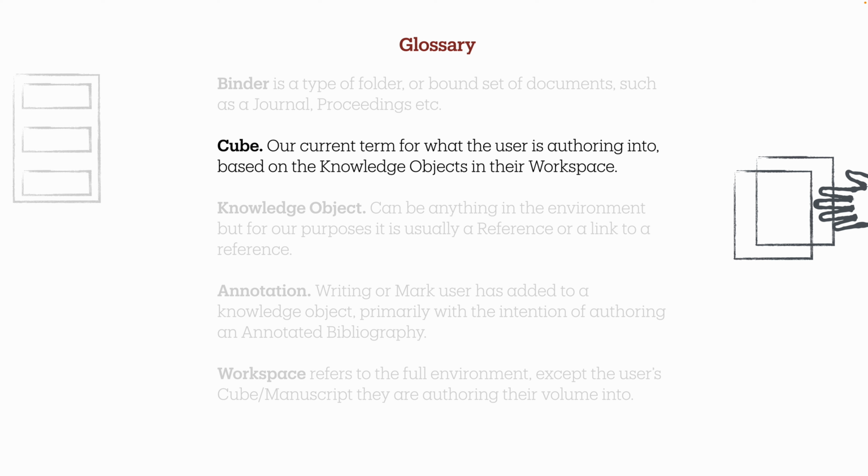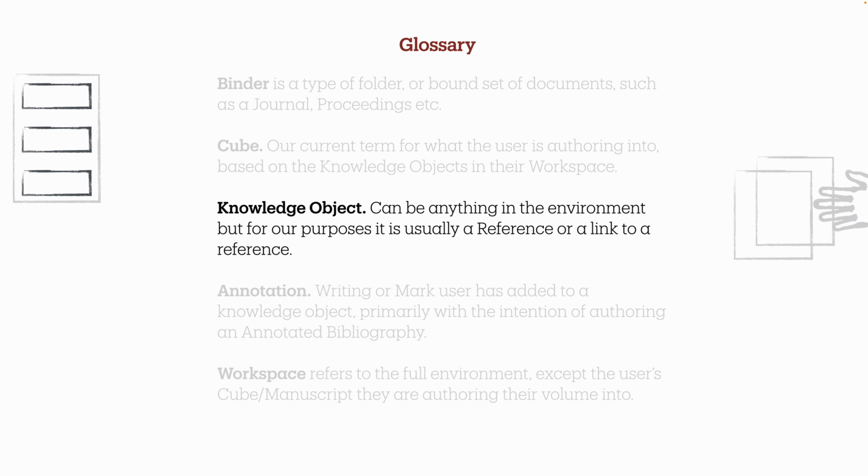The cube, to reiterate, is the manuscript, meaning it is the thing you're authoring into. It's your notepad, your sketchpad, your tablet. A knowledge object can be anything in the environment. It can be a snippet of video, 3D object, piece of code, LLM, all kinds of things. For our main work here, it is a reference to a PDF originally, since that's the world we're living in.